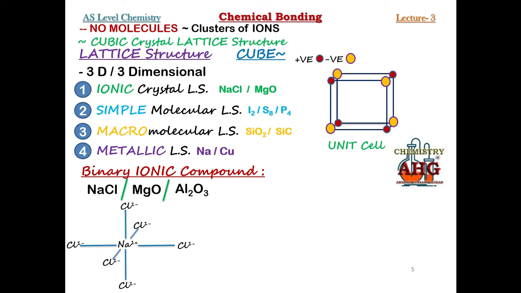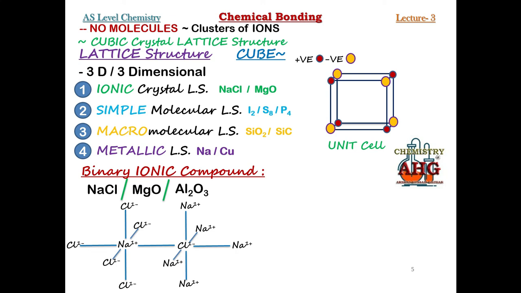Likewise, the coordination number for chloride is also 6. It is also surrounded by 6 sodium ions: right side, up, down, front, back. Each chloride is surrounded by 6 sodium ions. Now you can see this is the cubic crystal lattice structure. Again I am telling you, in the cubic crystal lattice structure, each positive ion is surrounded by 6 negative and each negative ion is surrounded by 6 positive. But there are some exceptions, we are just not considering exceptions right now.